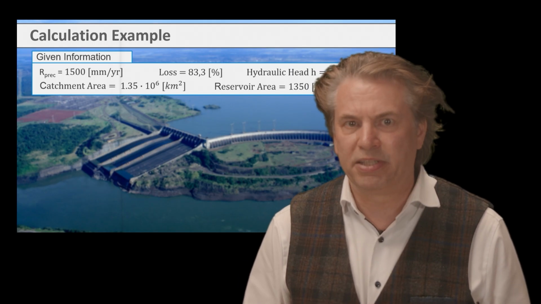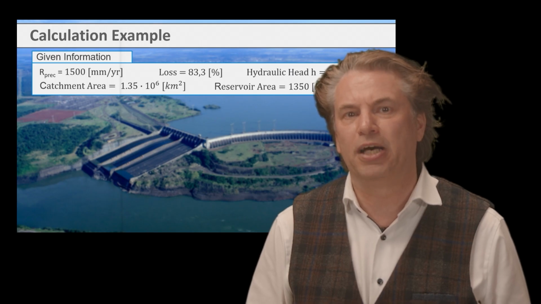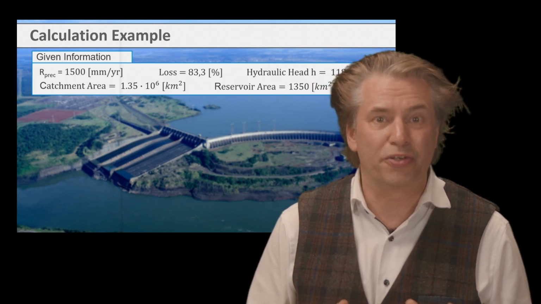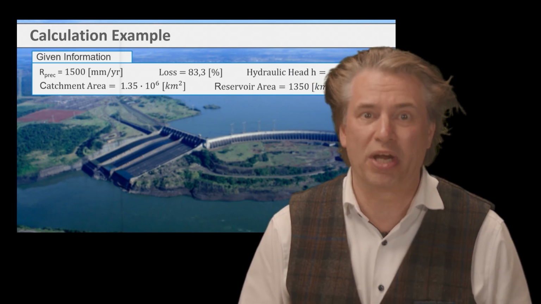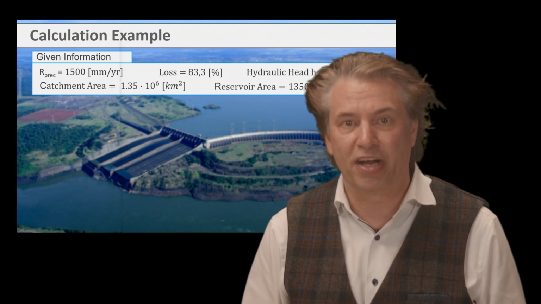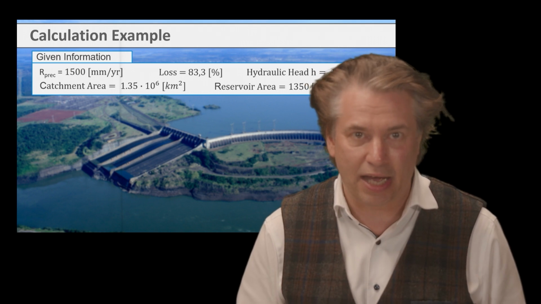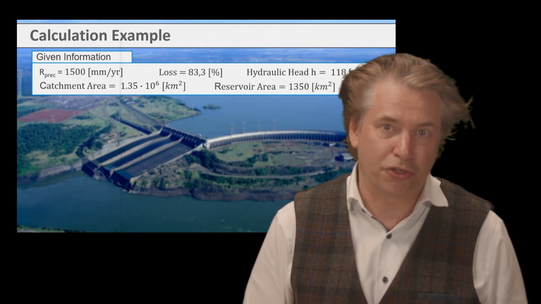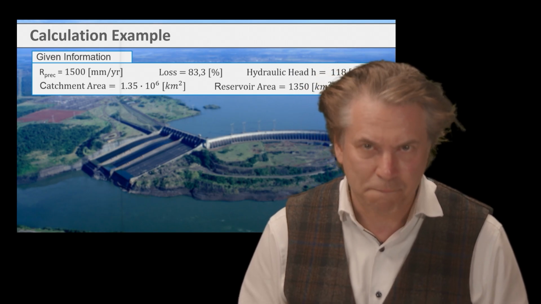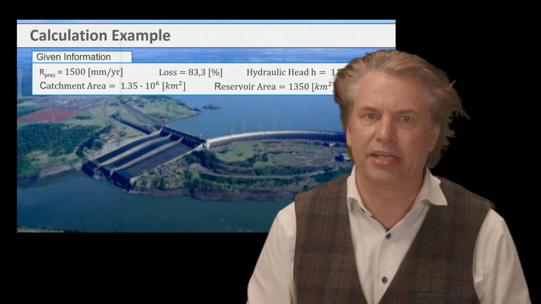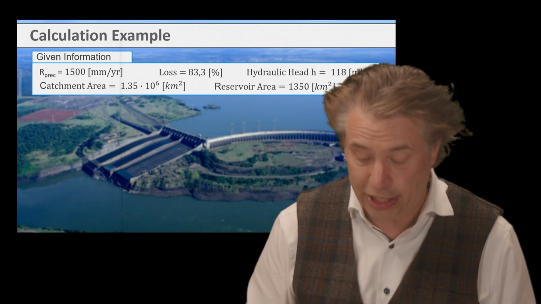The catchment area of the Itaipu Dam is 1.35 million square kilometers, and the area of the reservoir, which includes the dam and artificial lake, is 1,350 square kilometers. With this information, we can calculate the energy potential in joules.